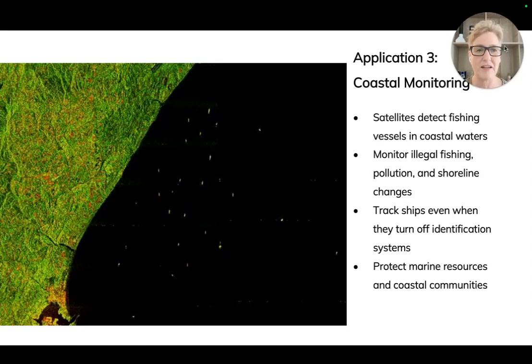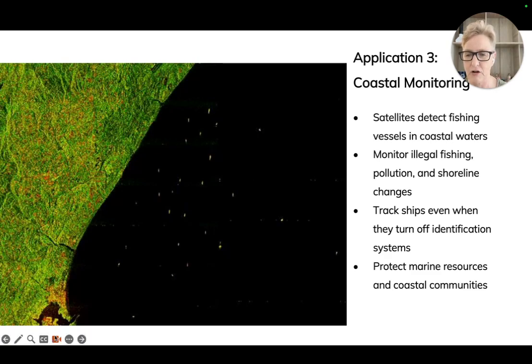And this is about satellites detecting fishing vessels in coastal waters, and that is used for monitoring illegal fishing, pollution, and shoreline changes. We're able to track ships even when they turn off identification systems, and protect marine reserves and coastal communities. So here we have an image where we can actually see these are signals, these are electromagnetic signals that are coming from boats or ships out in the ocean.